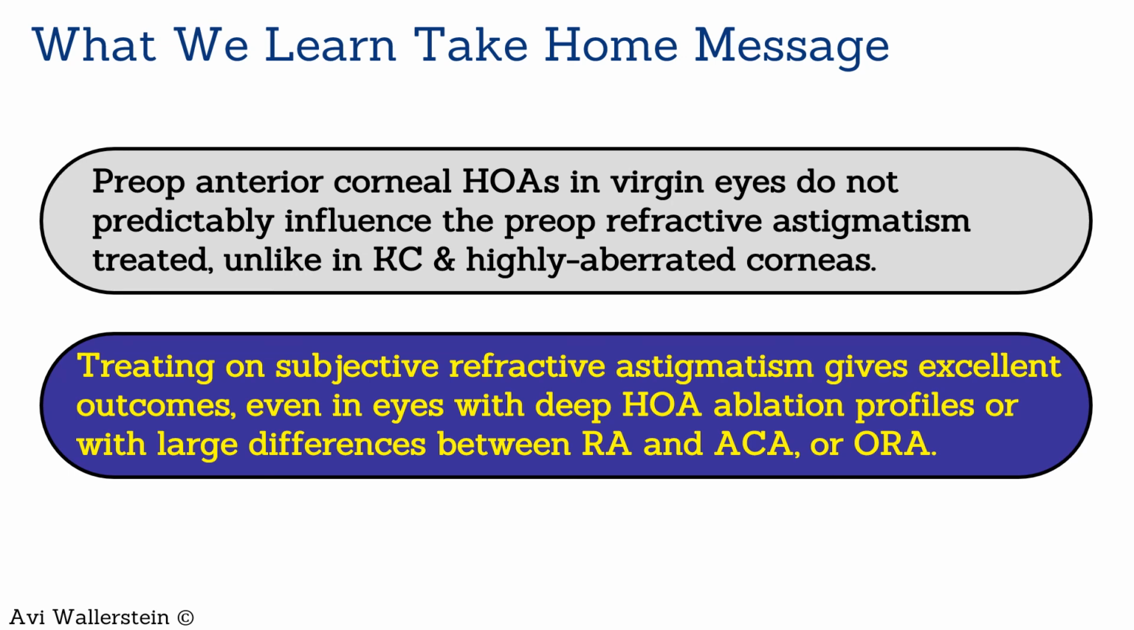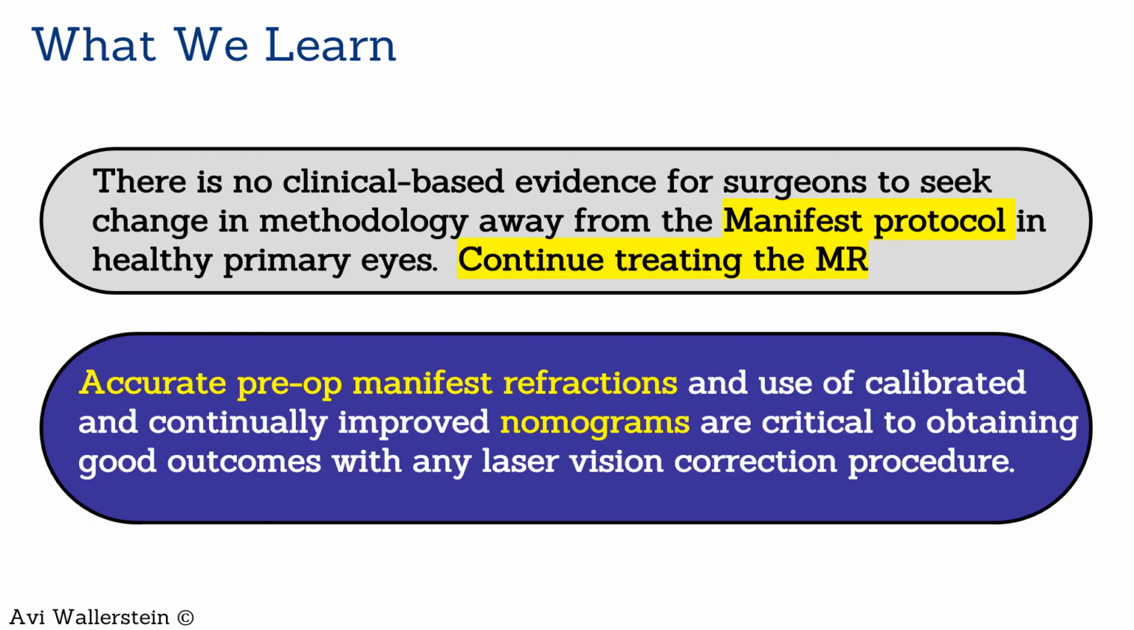The take-home message is that pre-op anterior corneal HOAs are non-clinically contributory in virgin eyes, and treating on subjective refractive astigmatism gives excellent outcomes even in eyes with deep HOA ablation profiles or with large differences between RA and ACA or ORA. There is no clinically based evidence for surgeons to seek change in methods away from the Manifest protocol in healthy primary eyes. Continue treating the Manifest refraction. Accurate pre-op Manifest refractions and the use of calibrated and continually improved nomograms are what is actually most critical.